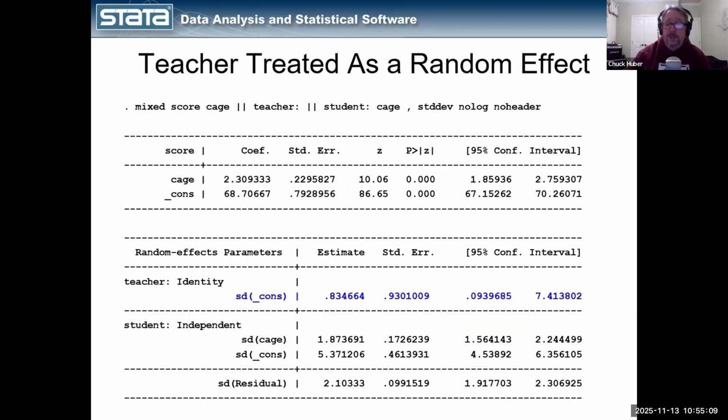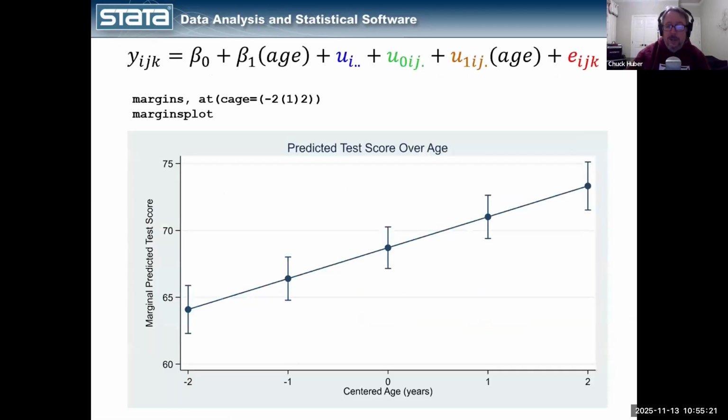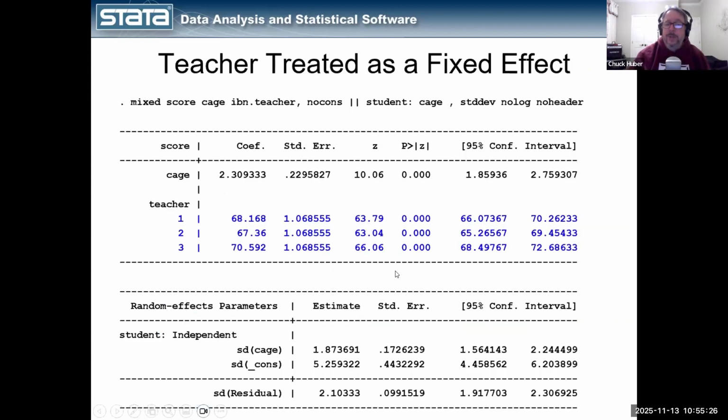So if I treat teacher as a random effect, I get a standard deviation in the bottom of the output for how much each of the teacher classroom means are deviating from the fixed mean. So I'm estimating a standard deviation, and I get one line if I use margins. But what if I treat teacher as a fixed effect? So I get rid of the grand mean and I estimate a separate mean for each teacher. Now in the top of the output, the fixed part of the model, I get three separate means.